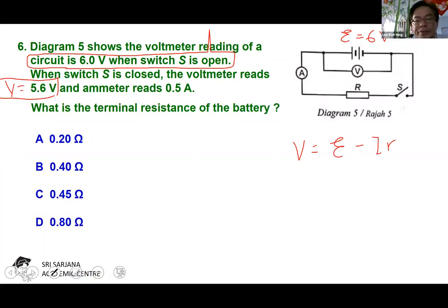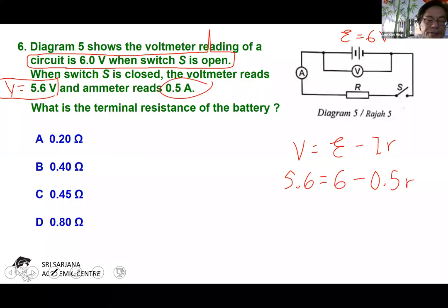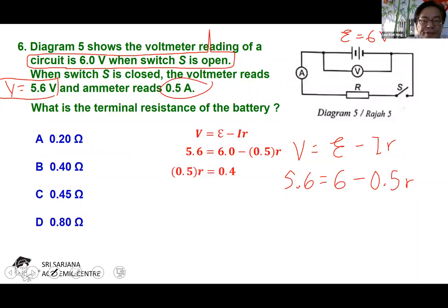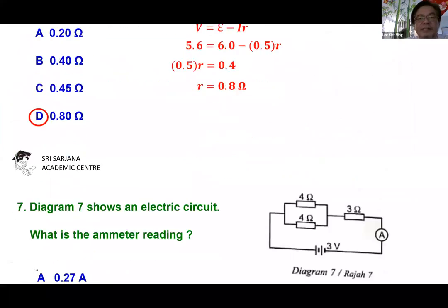The smaller one will become the V, and the bigger one becomes electromotive force, E minus I r. Surely they give you an I, 0.5, and then you calculate the small r. Easy job. You're going to bring the negative 0.5 r to the left, and the 6 minus 5.6 to the right. Then your answer is 0.4 over 0.5, which is 0.8 ohm. That's all. I want you to get familiarized with this type of question.